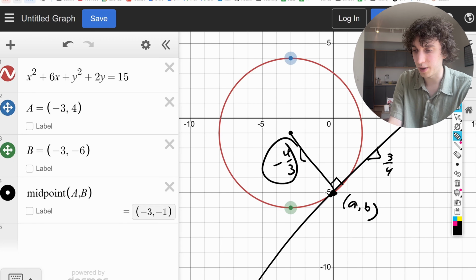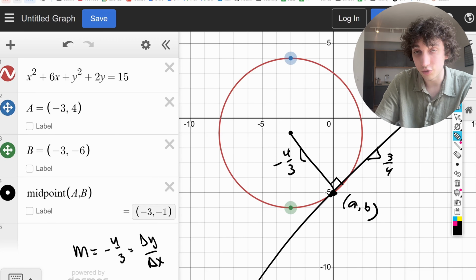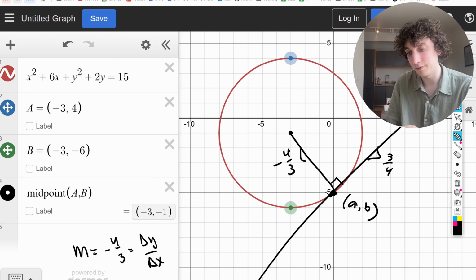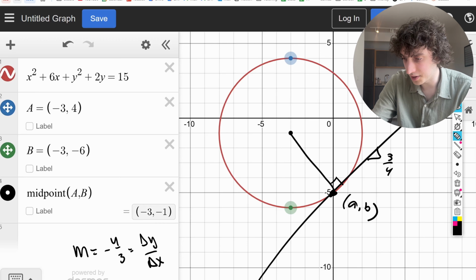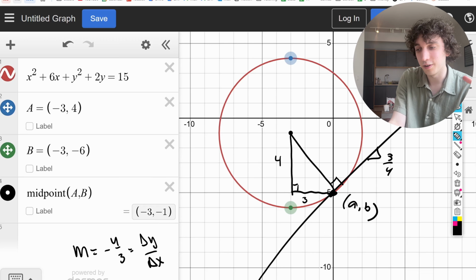Well, think about what the slope actually means. When a slope is -4/3, that means that the rise over the run, the change in y over the change in x, has to be -4/3, which means our y goes down 4 units for every 3 units that we go to the right. And yes, I did contrive this problem so that going down 4 and right 3 will take you directly to the point AB.